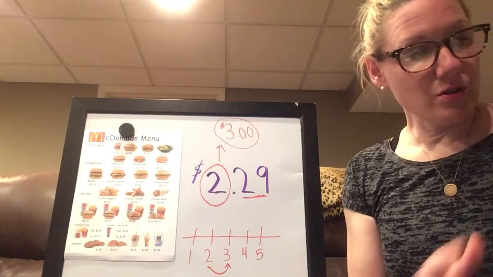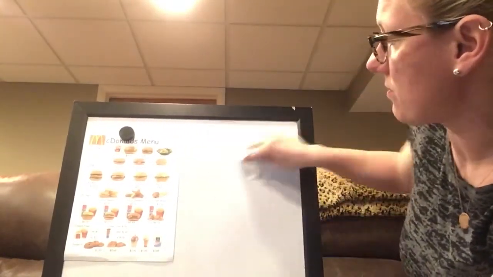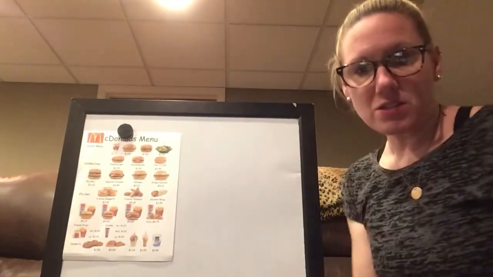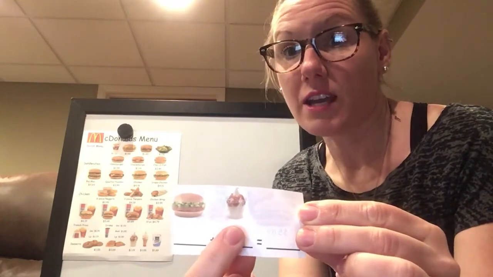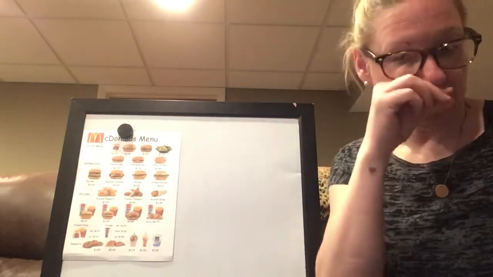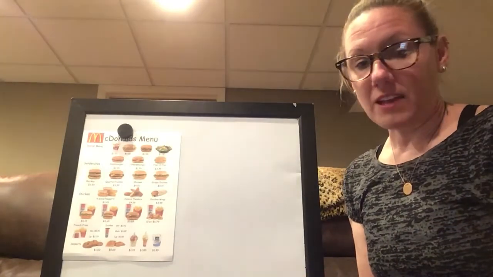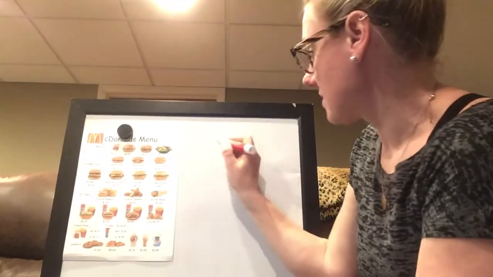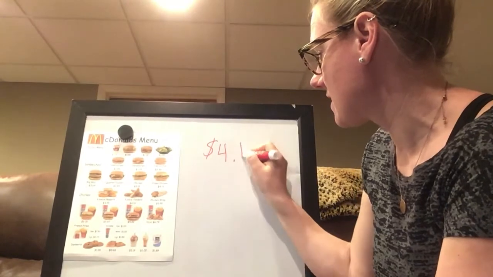All right, we're going to do a little bonus question here to see what if we wanted to buy 2 items. For example, we might like to buy a crispy chicken sandwich and a sundae. That sounds really good. First, I'm going to have to add those prices together. So I'm going to find the price of the crispy chicken sandwich, which is $4.19.